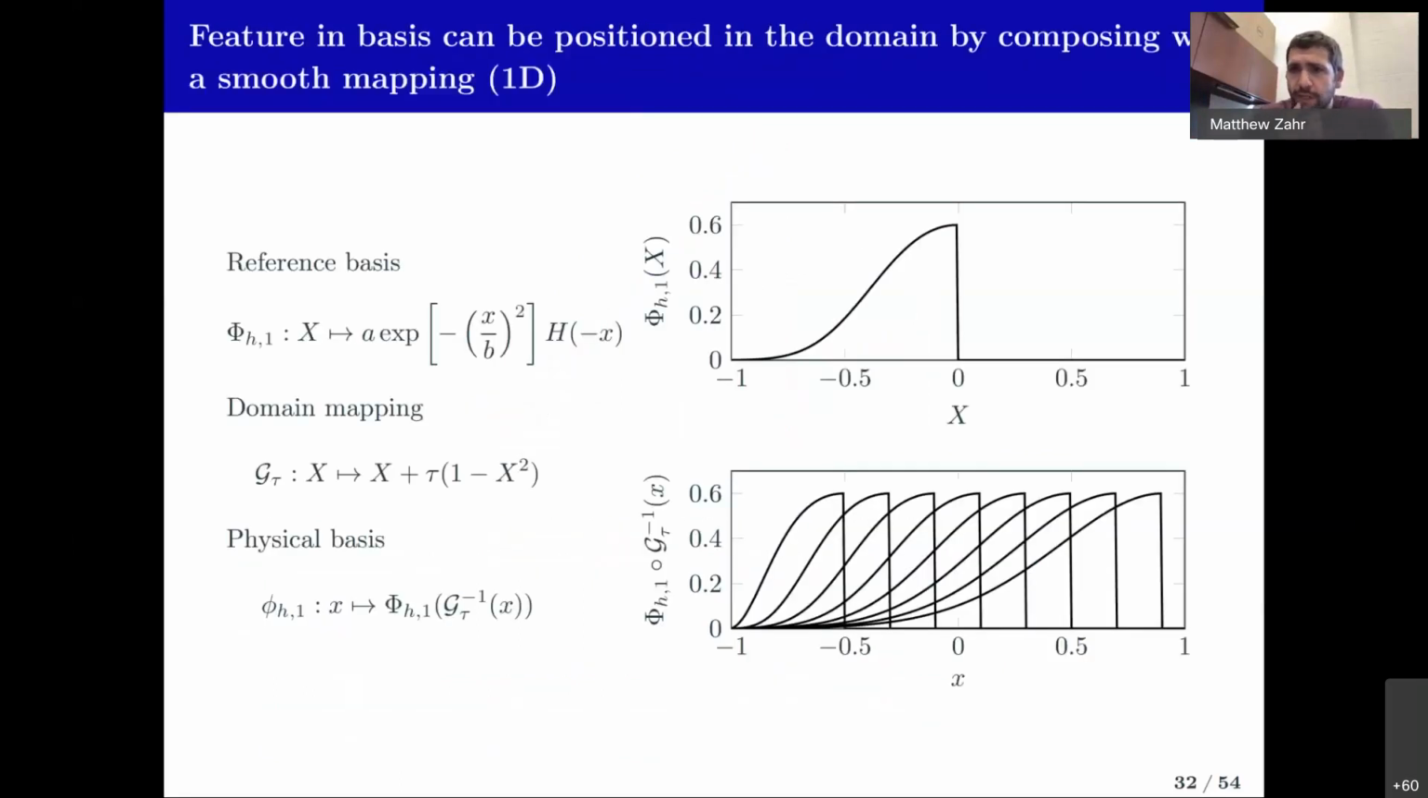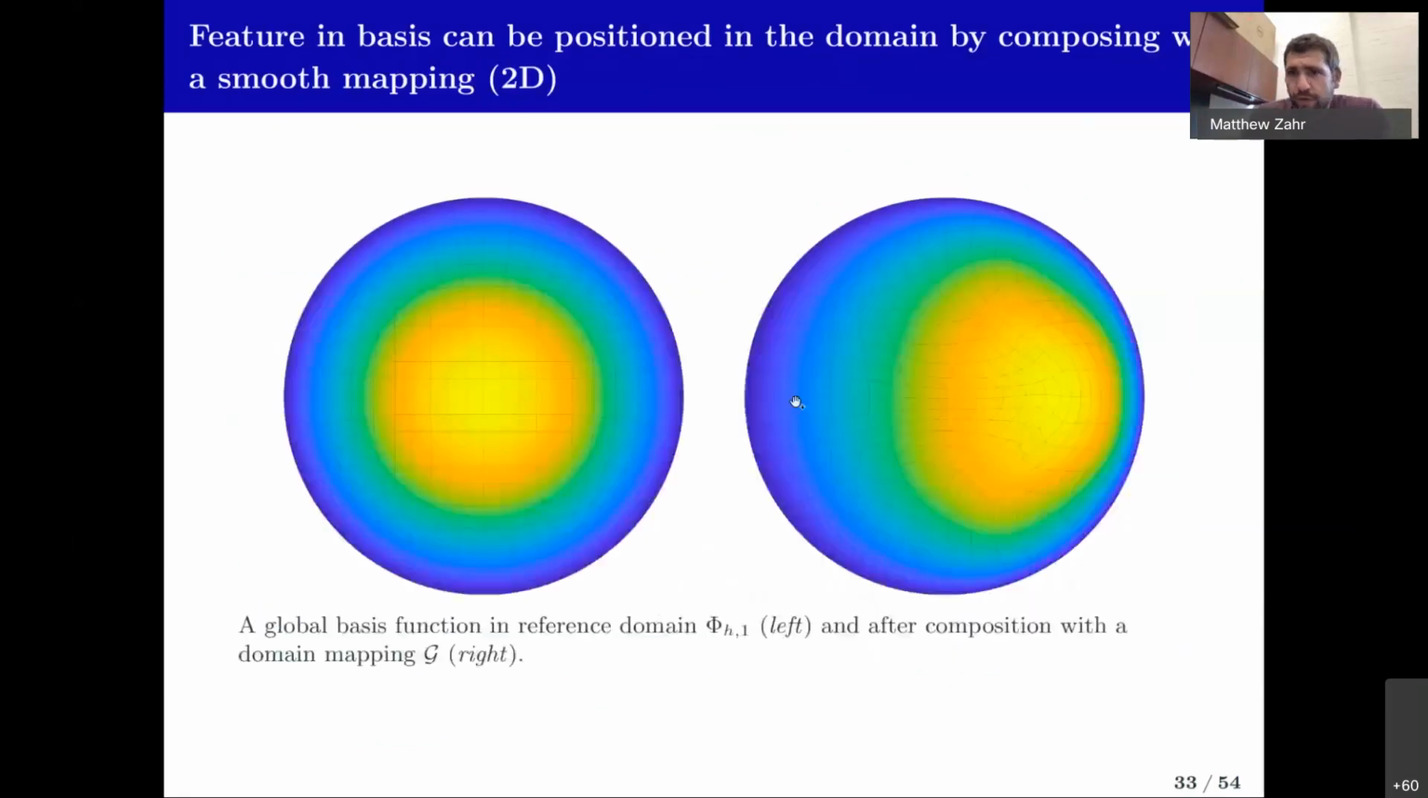To take this idea a little farther, I've plotted a single basis function sitting in a reference domain, just some cutoff Gaussian. And then I have some smooth mapping. By composing these together, you can move this shock anywhere you want. That's what I've demonstrated in some of the previous examples, and it's what this bottom example is. By using different values of tau, you can put this shock anywhere you want in the domain, with everything being smooth.